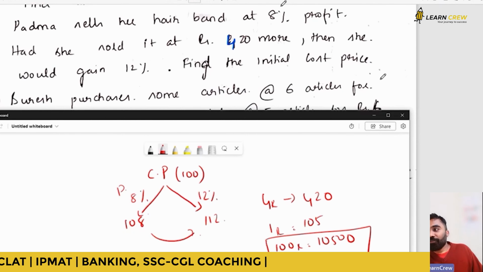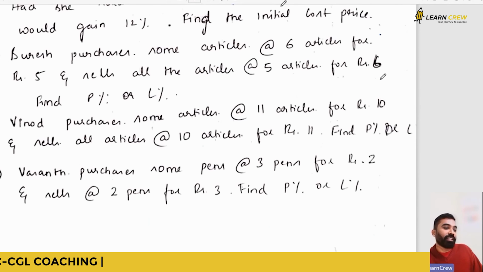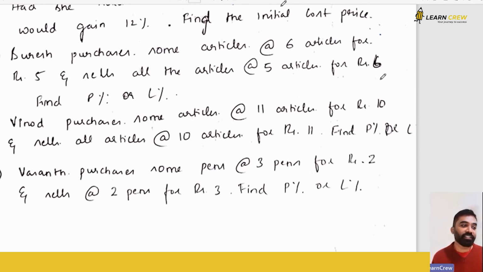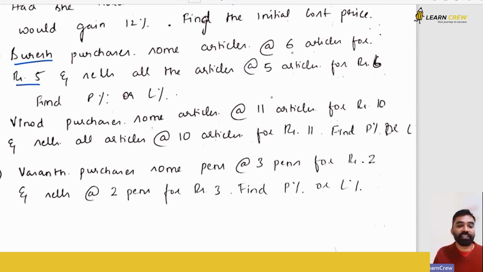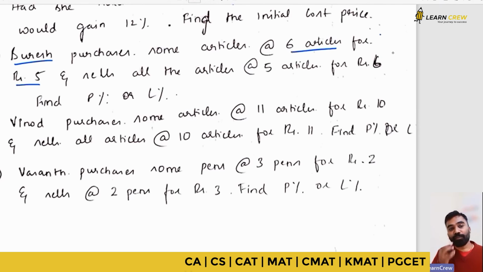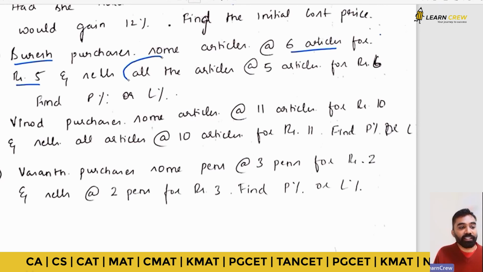Okay. Third type of problem done. This is third type. Fourth type. Suresh purchases some articles at the rate of 6 articles for rupees 5. Some random person Suresh is purchasing articles at 6 articles for rupees 5, and sells all the articles at 5 articles for rupees 6. He's buying 6 articles for rupees 5 and selling 5 articles for rupees 6. And they're telling all the articles are sold.